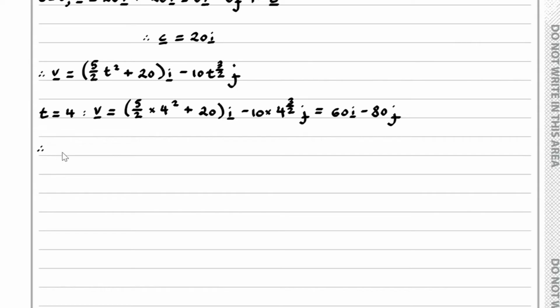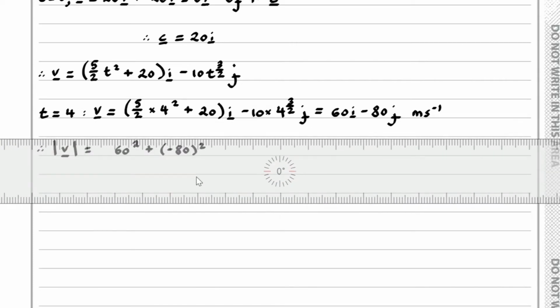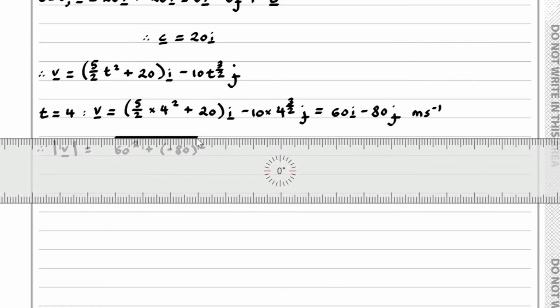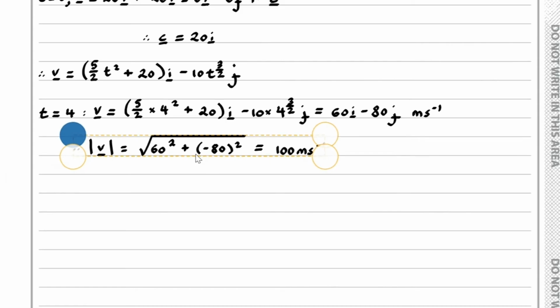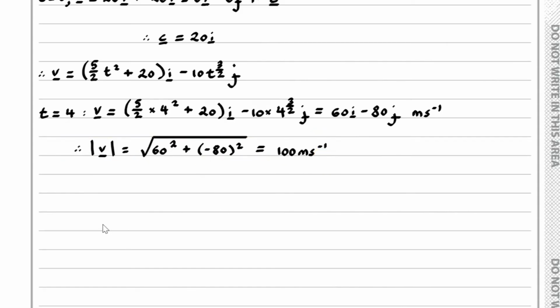We need to find the speed. So the speed is given by the magnitude of the velocity. So the magnitude of the velocity is equal to 60 squared plus negative 80 squared, and then square rooted. So it turns out we have 100 meters per second when t equals 4. So when t equals 4, the speed is 100 meters per second.